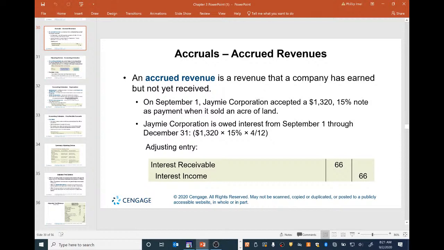So obviously they owe us interest, because it's an interest bearing note. They haven't paid it yet, so we have to account for it. So we're going to debit interest receivable, a receivable of $66, and then credit interest income because we're going to go ahead and actually record that income as earned because they owe it to us. That makes sense to everybody?